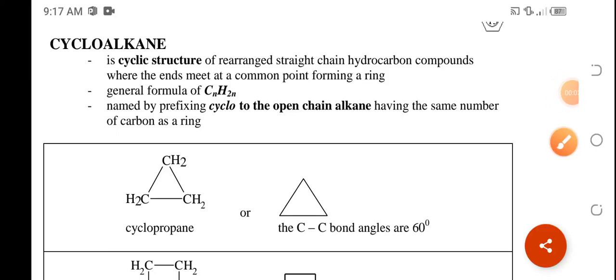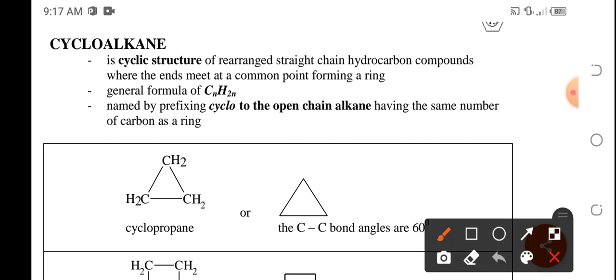Okay, so cycloalkane is a cyclic structure counterpart of alkane. This time it's no longer arranged in a straight chain or branch chain. Rather, cycloalkanes are in a cyclic structure. The general formula is CnH2n, just like for alkanes, where n represents the number of carbon atoms. The name of cycloalkane always starts with the prefix cyclo.